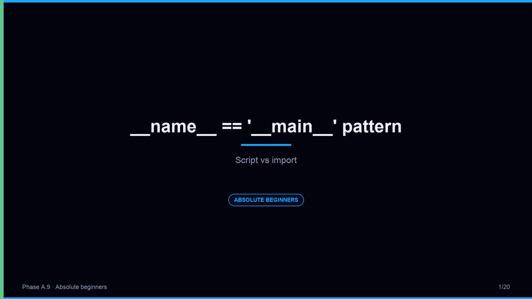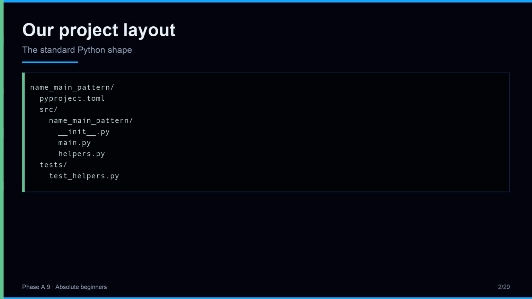We learn what __name__ is, how Python sets it differently depending on whether you run a file directly or import it, and how the pattern lets the same file work as both a script and a library. One file, two behaviors. Here is the project for this lesson.